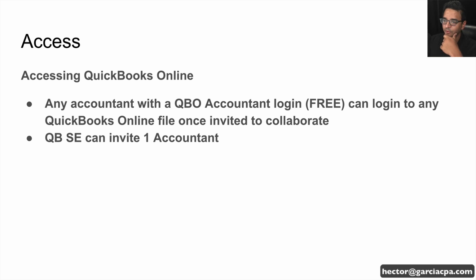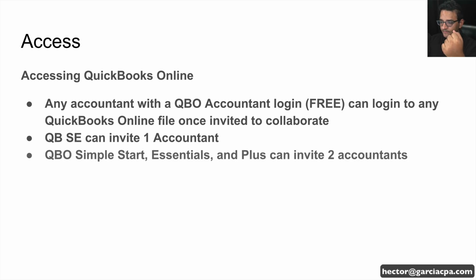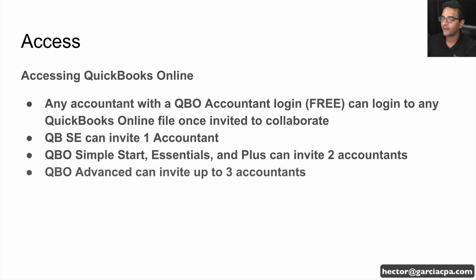QuickBooks Self-Employed allows you to invite one accountant. QuickBooks Online Simple Start, Essentials, and Plus allows you to invite 2 accountants. And QuickBooks Online Advanced allows you to invite 3 accountants. So the question is, why would I invite 3 accountants into my QuickBooks Online file? Well, maybe you have the accountant that does the bookkeeping, maybe you have the accountant that does the tax, and maybe you have the accountant that does some sort of audit. That's the logic that they used on that, right?